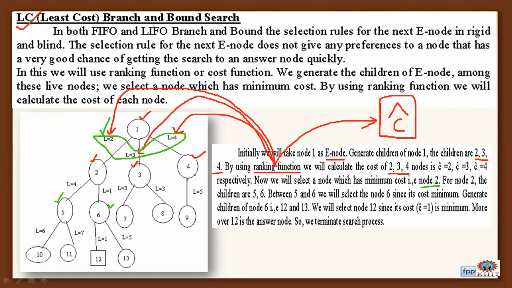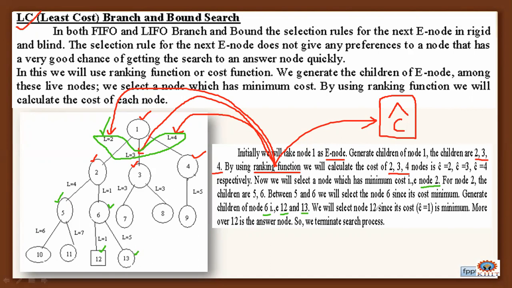Between 5 and 6, we will select node 6, since its cost is minimum. Which one is minimum? 6 is minimum. Okay, generate children for 6. So what are the children for 6? The children for 6 are 12 and 13. Node 6 has children 12 and 13.